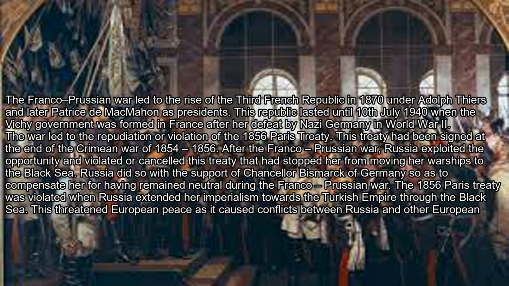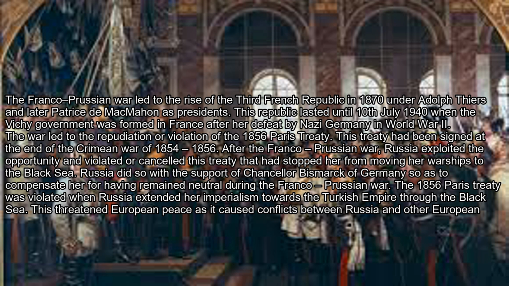The Franco-Prussian War led to the rise of the Third French Republic in 1870 under Adolphe Thiers and later Patrice de MacMahon as presidents. This republic lasted until 10 July 1940, when the Vichy government was formed in France after her defeat by Nazi Germany in World War II.